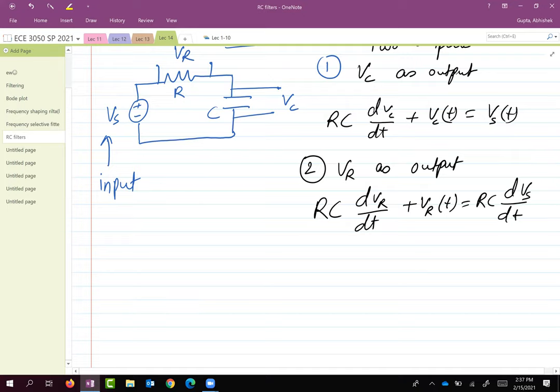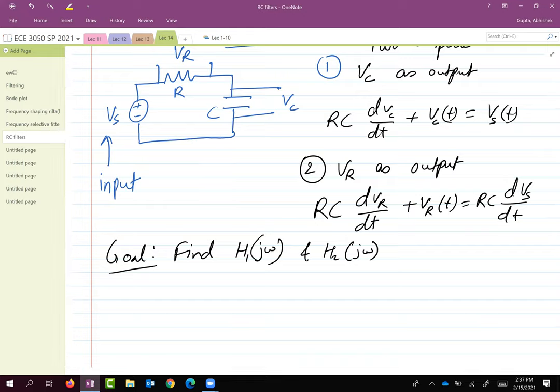Okay, now the goal is to find H1(j omega) and H2(j omega), the frequency response of system number one and system number two. How should we go about finding it? Any thoughts?